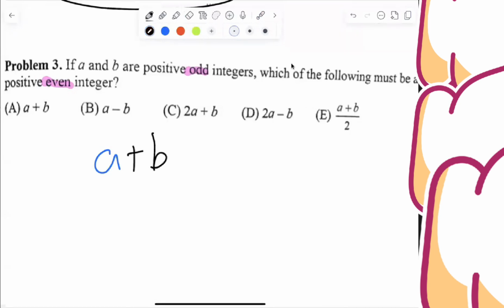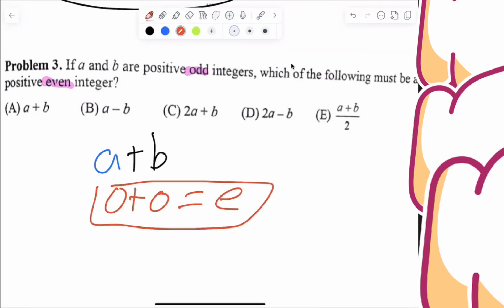A plus b. We know that it's the same as odd plus odd, which is equal to even. This is a key fact. You can experiment, and all odd plus odd is equal to even. And since we want a positive even integer, this gives you the answer. A plus b is indeed an even number because an odd plus an odd is even. So the answer is A.